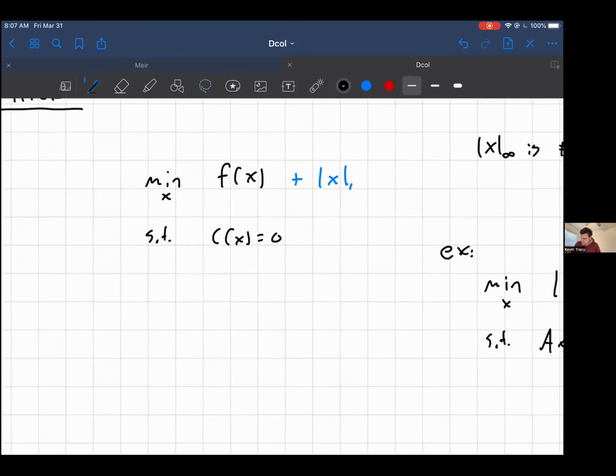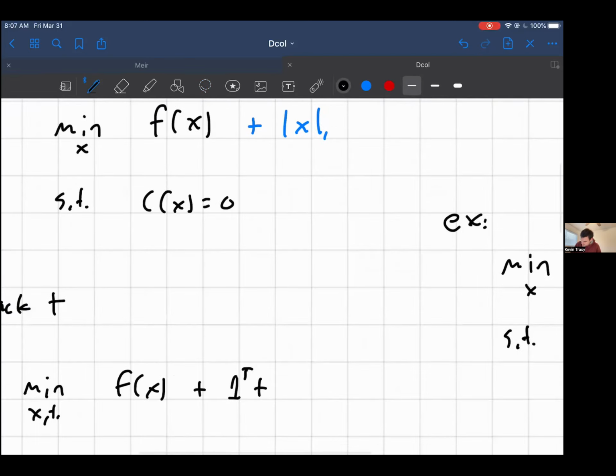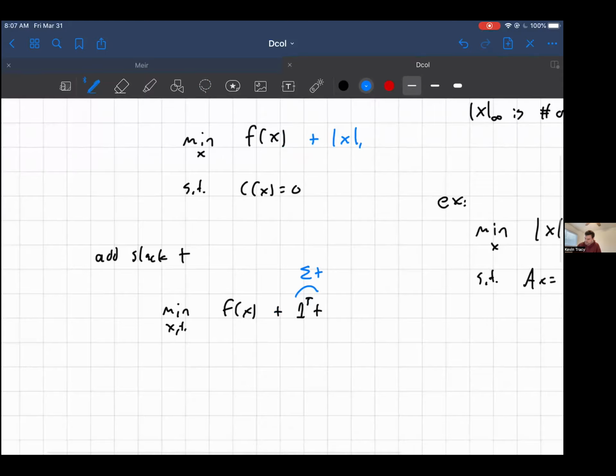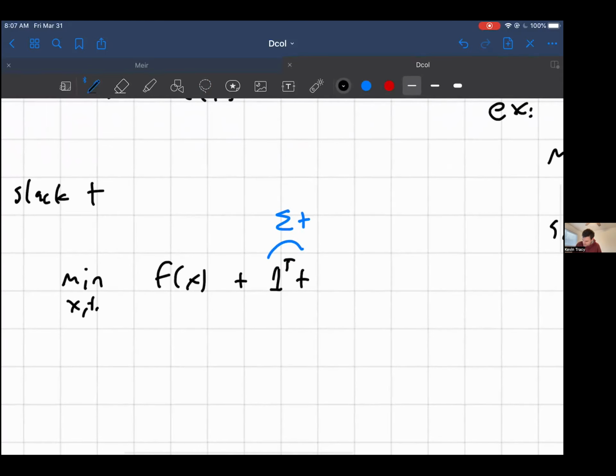So I'm going to add a slack variable called t. And now I'm just going to solve the following problem. I'll do min over x and t of f of x plus 1 transpose t. This is the same as just me summing up t. And then I have my normal constraint, which is just c of x equals 0.